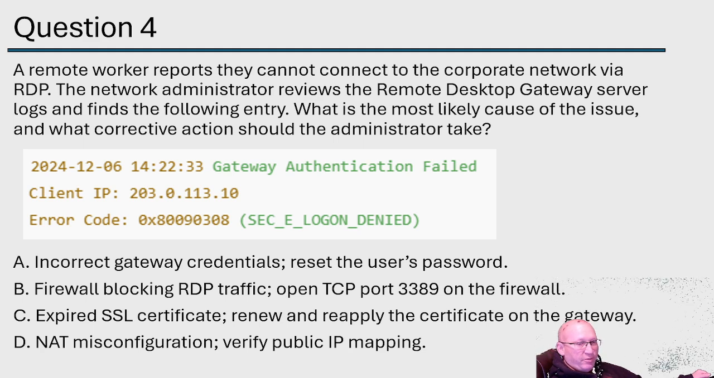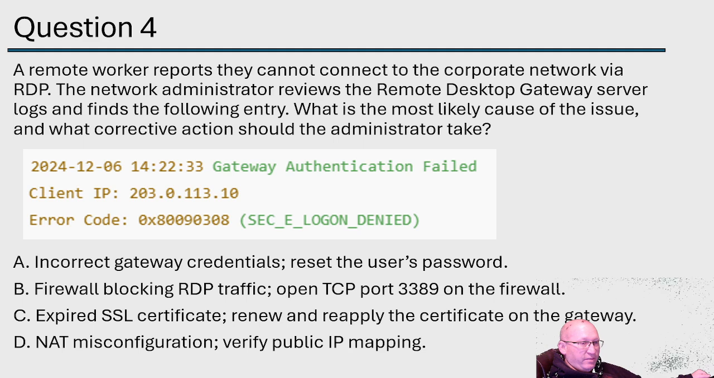C, expired SSL certificate. Renew and reapply the certificate on the gateway. SSL certificate on a remote desktop? I don't think so. I don't see that being the issue on this one, especially when it's talking about the certificate itself. And we're not seeing any indication of it. There's nothing in the logs supporting that, right? And so I would throw that one out as well. D, NAT configuration, network address translation misconfiguration, verify public IP mapping. And we see the public IP address, right? Right there, 203.0.113.10. That is a possibility. So it's really between A and D on this one.